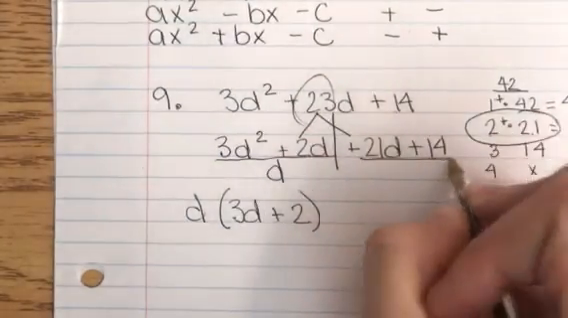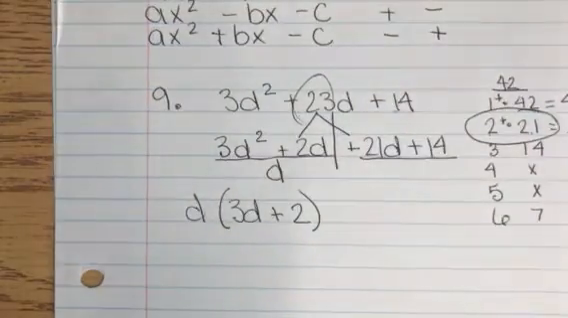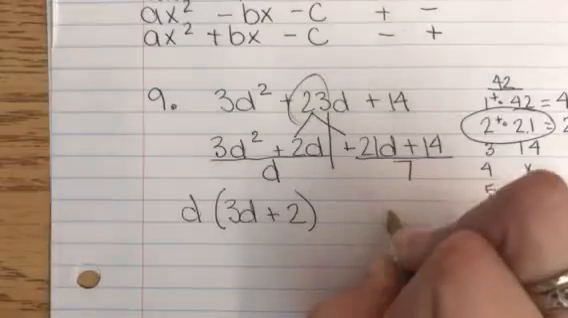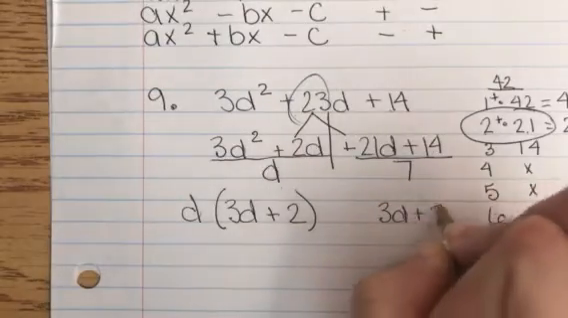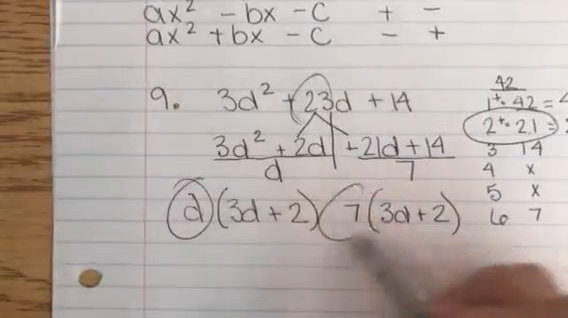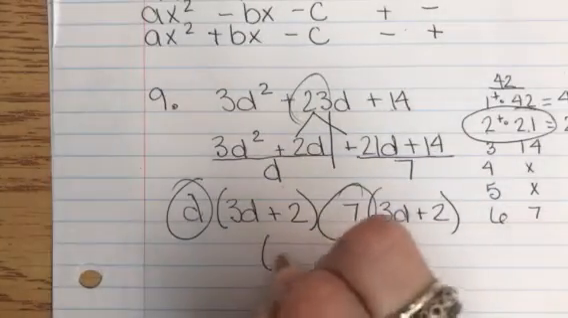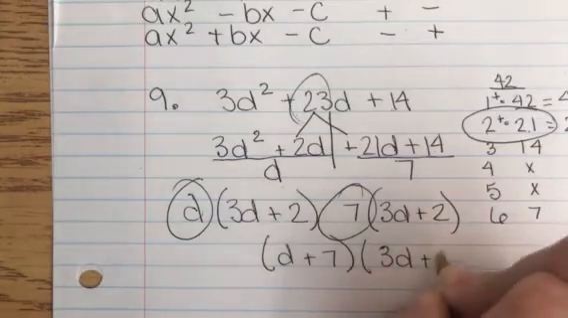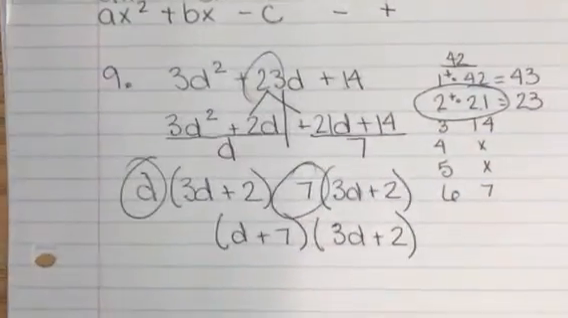And I'm going to look over here. The largest number that goes into 21 that will also go into 14, we can pull out a 7. So that will leave us with a 3d plus 2. And then I'm going to take my GCFs, and I can add those together. And my common binomial is the second piece.